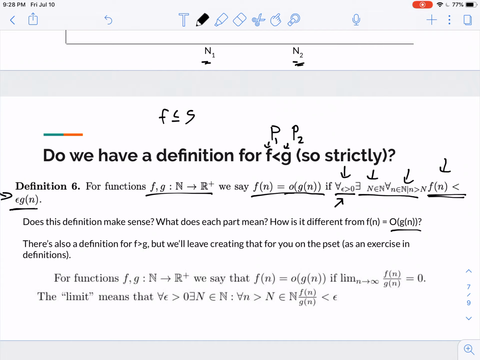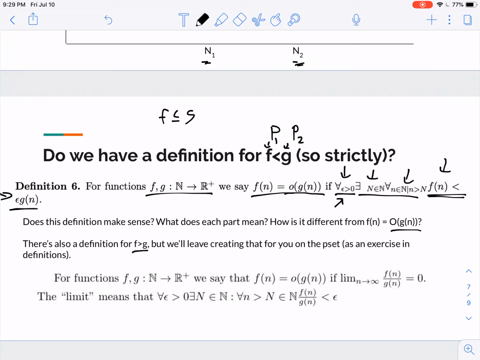Because any amount that you want it to run faster, at some input size, it's going to be running faster. So that's the intuition behind that definition. There's also a definition for f is greater than g, right? So like p2 runs much faster than p1. But we'll leave creating that to you on the problem set because it'll be a good exercise in making sure you understood these definitions and trying to create another one.